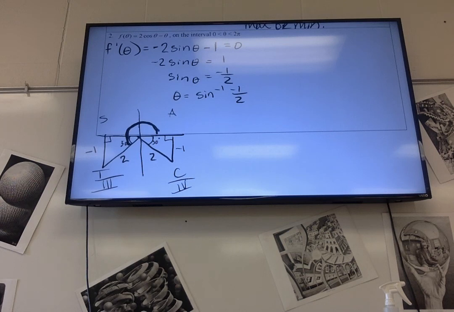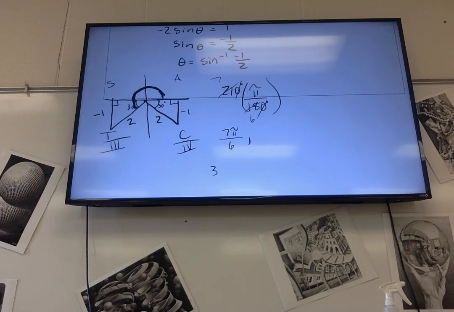Which is 210. Okay, 180 plus 30 is 210, but I need it in radians because it always has to be real numbers. Zeros cancel, 3 goes into 7... 3 goes into 6, you get 7 pi over 6. And then 330 is the other one. So 3 goes into 11... 3 goes into 6, 11 pi over 6.